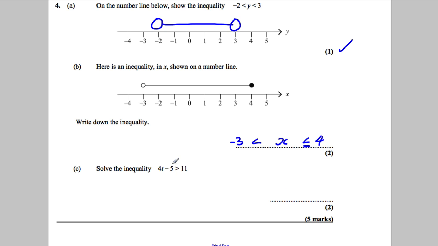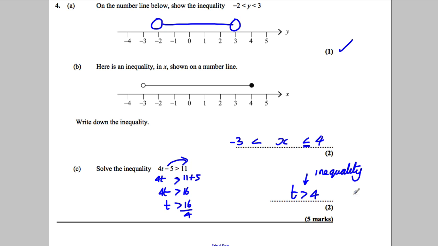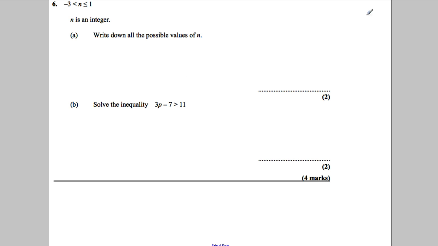Solve the following, add 5 to both sides, so 4t is 11, add 5, so 4t is bigger than 16, remember to write bigger than, t is therefore bigger than 16 divided by 4, t is bigger than 4. You must write your inequality to get the mark. You must write this sign. If you change it to an equals, you will not get the marks. Okay, next question. Video, I'll go through in 10 seconds.